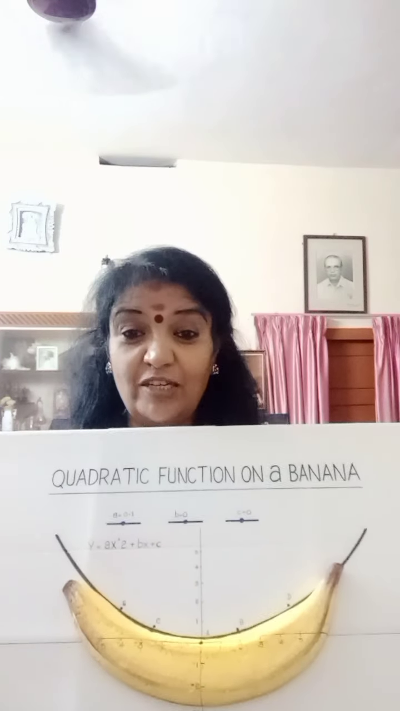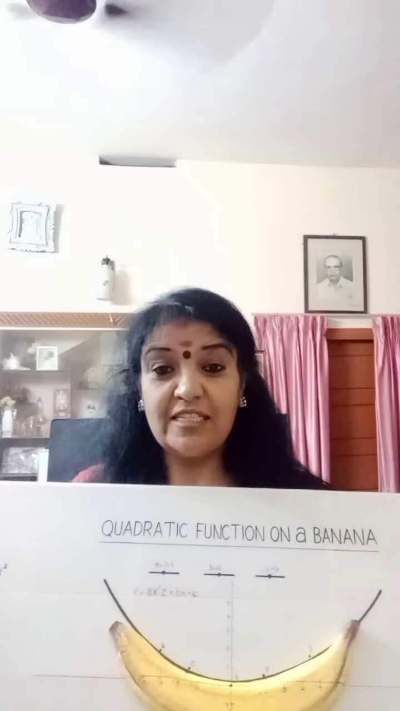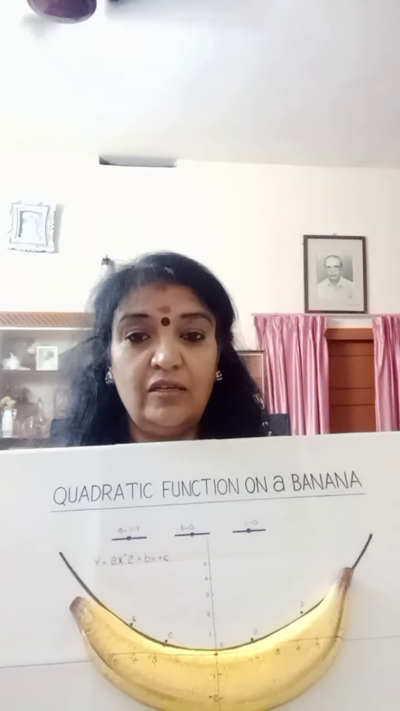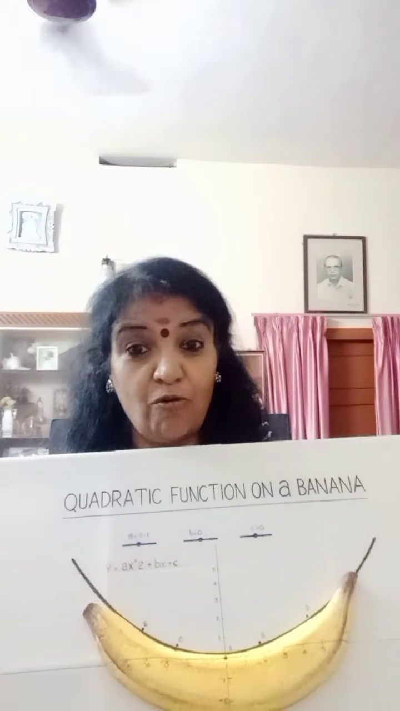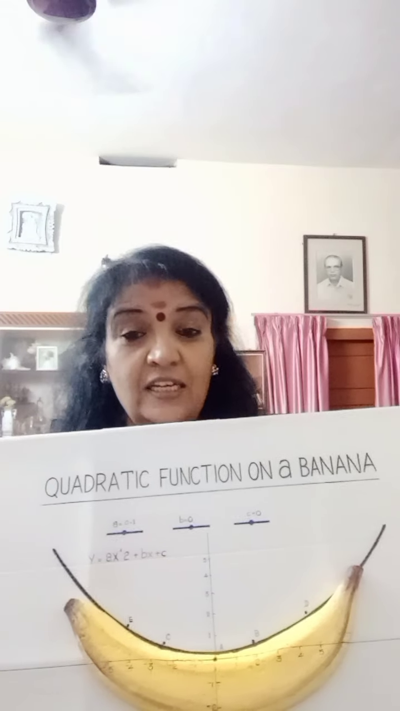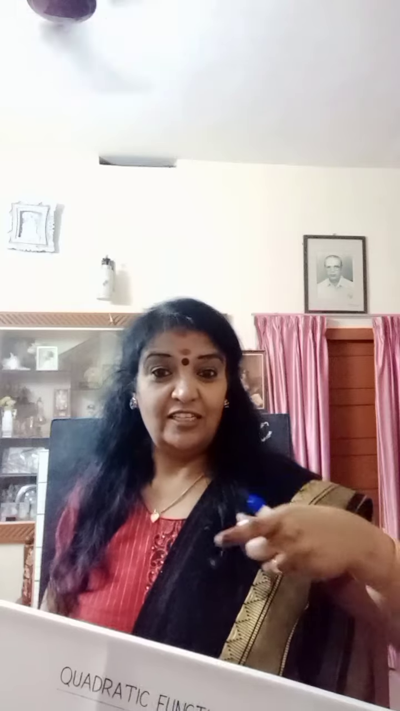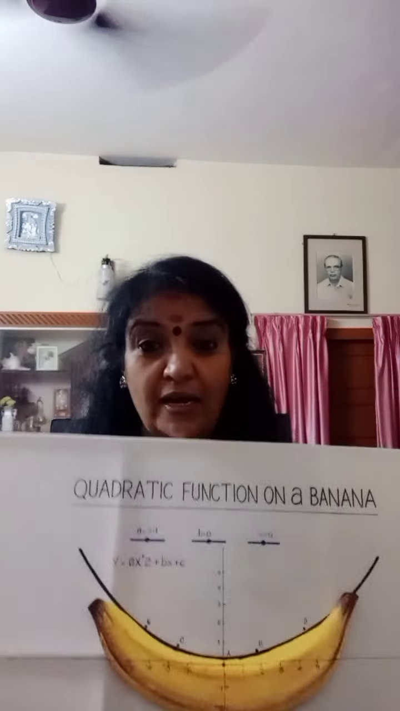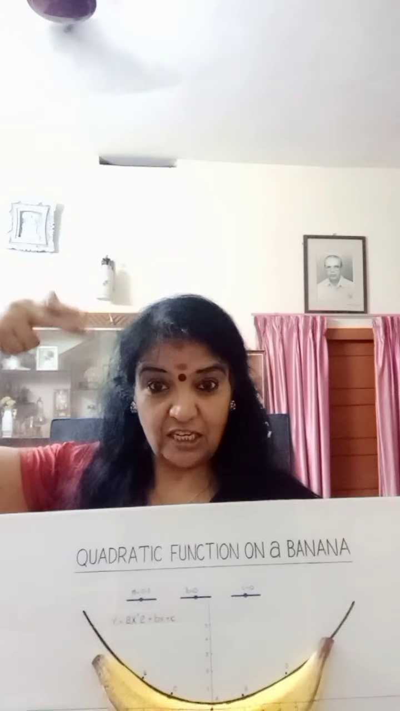It is not a straight banana. Suppose you keep this banana on a graph paper or on a quadrant, and the graph is a parabola. This is also one interesting example related to the quadratic equation. From the banana's shape you are getting a parabola. This is the importance of how it is related to our daily life situations.